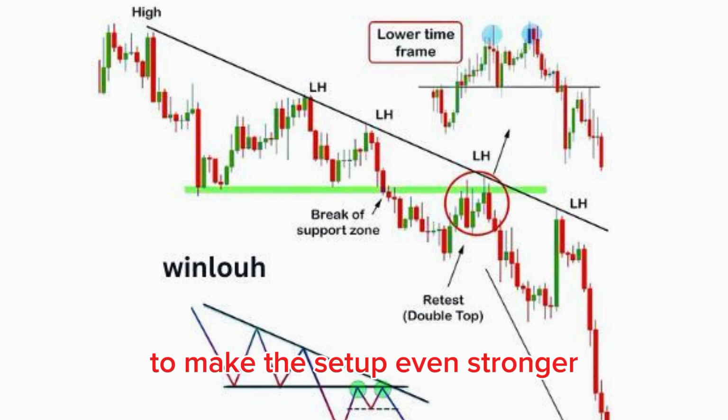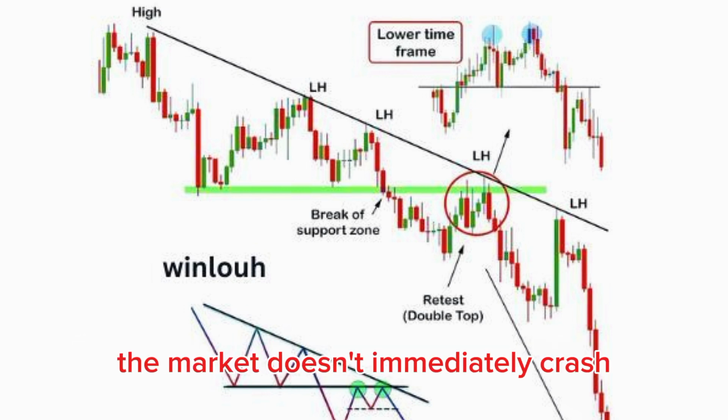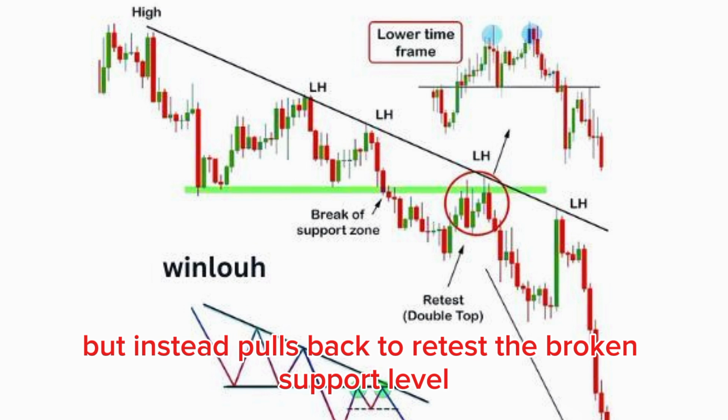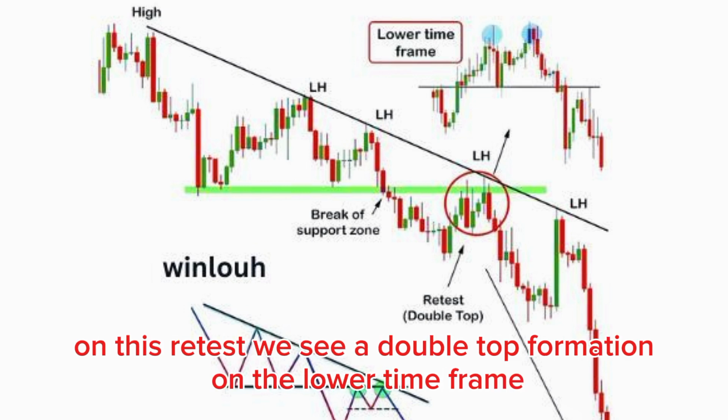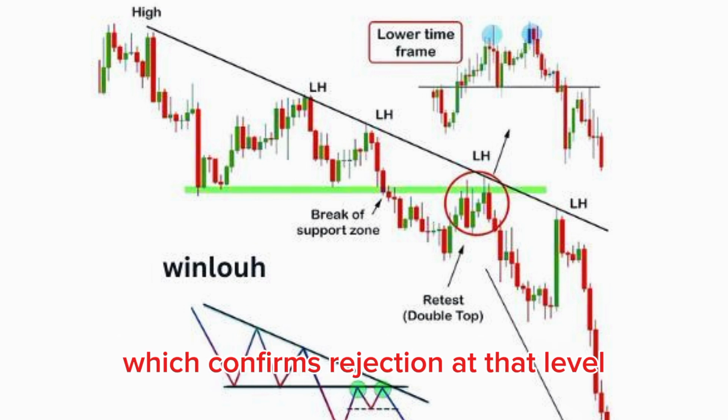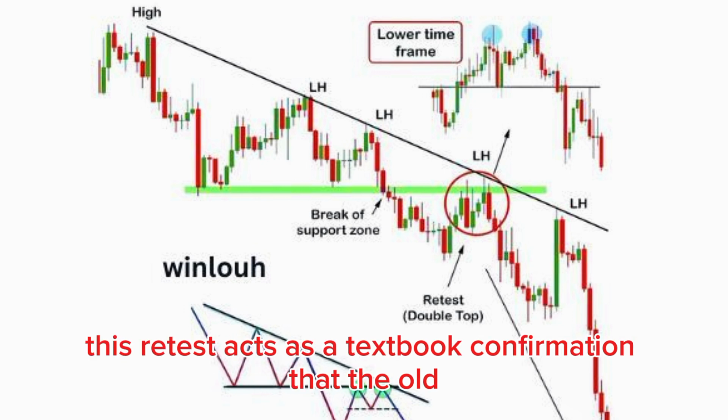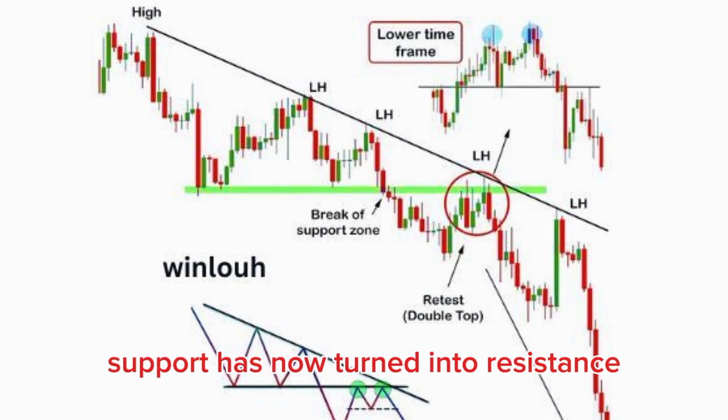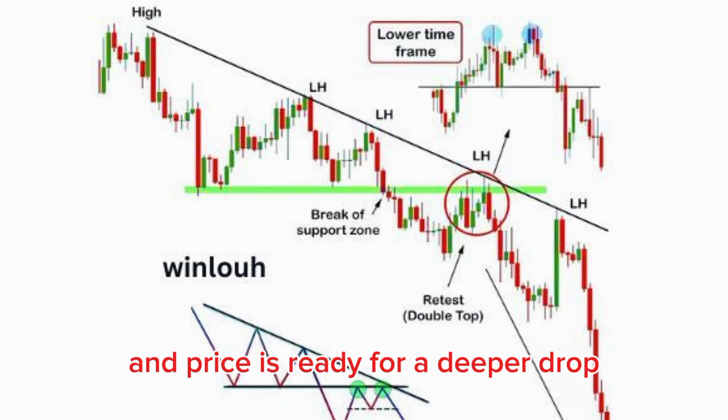To make the setup even stronger, the market doesn't immediately crash, but instead pulls back to retest the broken support level. On this retest, we see a double top formation on the lower time frame, which confirms rejection at that level. This retest acts as a textbook confirmation that the old support has now turned into resistance, and price is ready for a deeper drop.